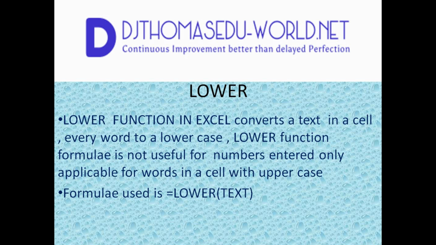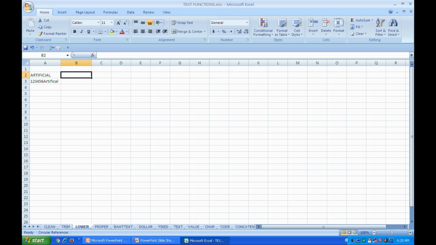Moving on to lower. What does the lower function do? The lower function in Excel converts the text in a cell, every word, to lowercase. That means the lower function is not useful for numbers entered in it, but it is applicable for words in a cell with uppercase letters. The formula uses lower and selects the text which you want.